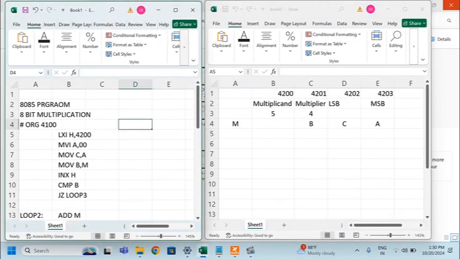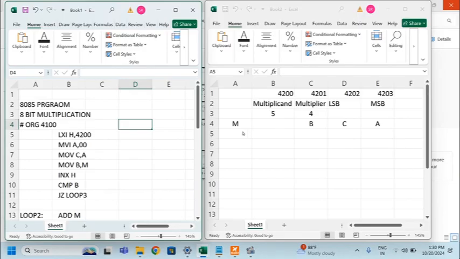In this video we will discuss how the 8-bit multiplication programs are done in assembly language programming for the 8085 microprocessor. In the 8085 microprocessor we have addition and subtraction. We don't have any instruction for multiplication and division. Therefore, multiplication has to be performed by repeated addition.